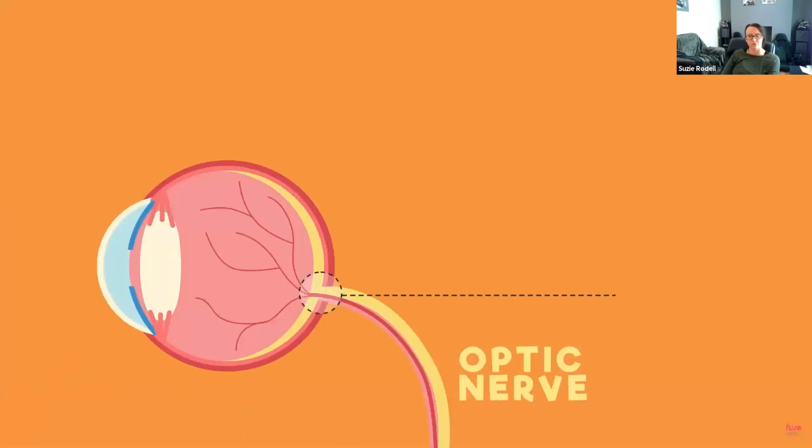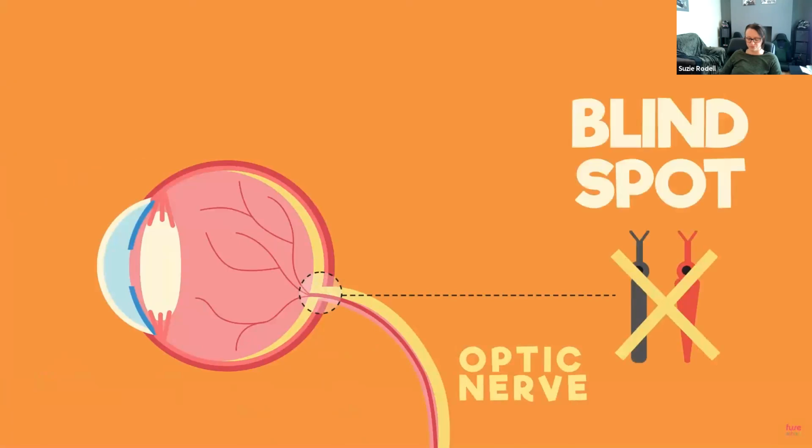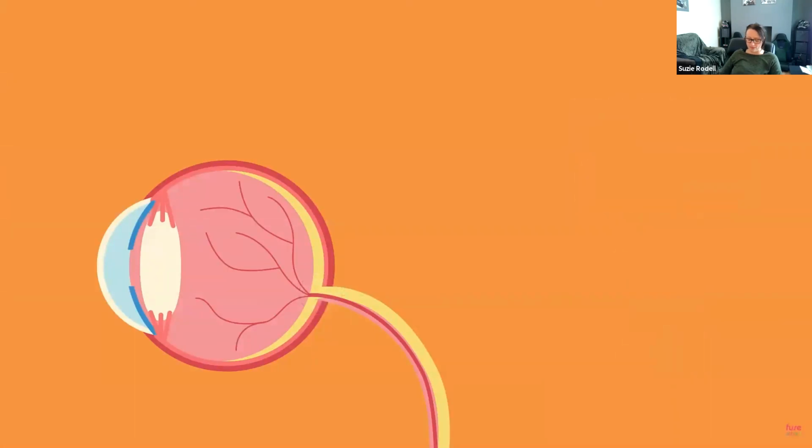Where the optic nerve connects to the eye, there are no rod or cone cells. This is known as the blind spot. When light enters the eye, it passes through the cornea, through the pupil, and refracts through the lens, across the vitreous humor, and focuses an image onto the retina.